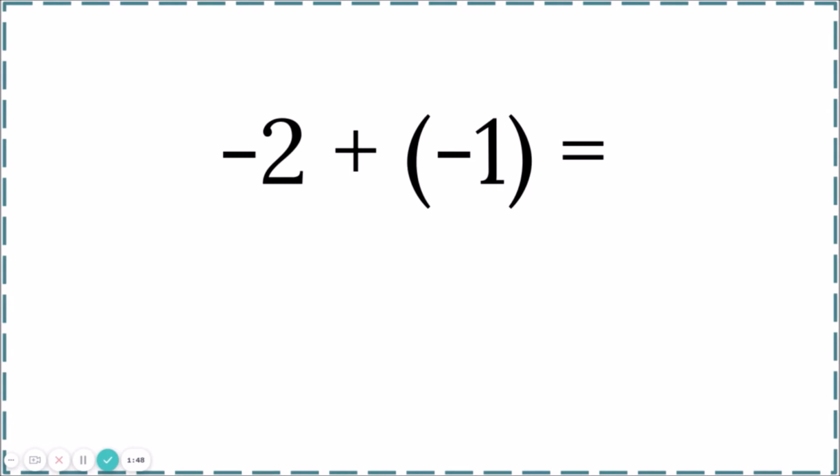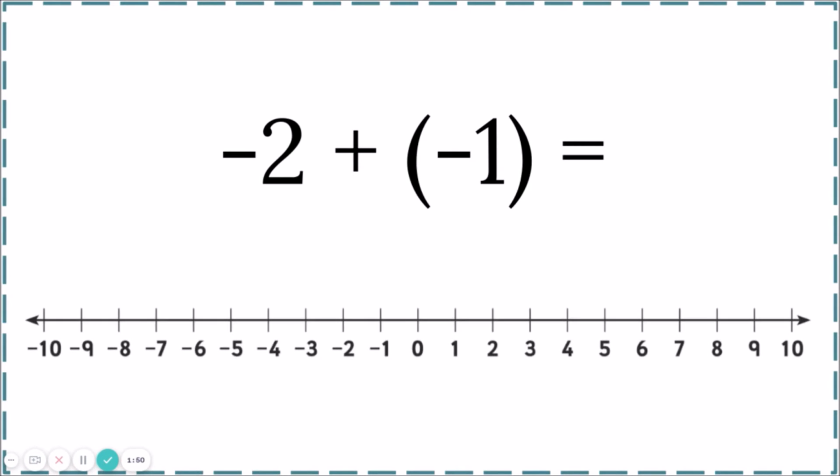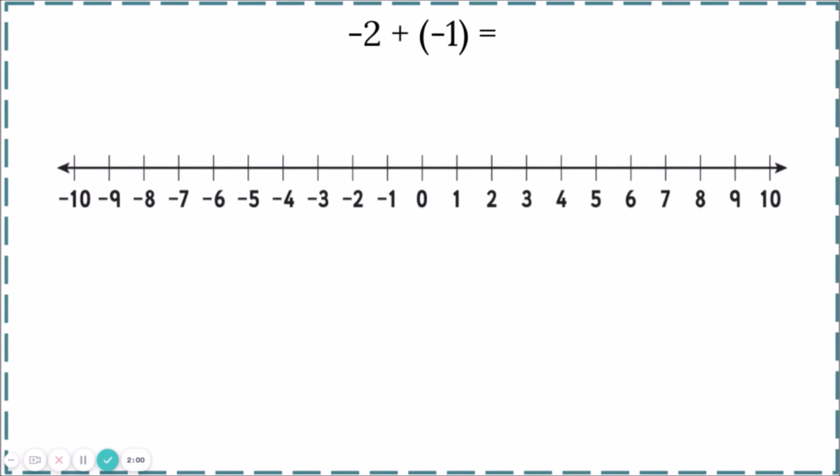Let's look at another example. In this example, I have -2 plus -1. I can also use a number line to add two negative numbers. Like in the first example, I will start at -2. In this example, I'm actually now adding a -1.